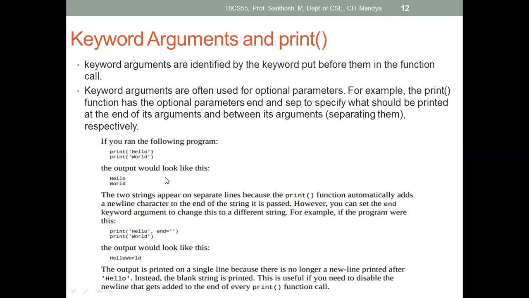This print statement in Python automatically adds the slash n. Newline means slash n, right? It jumps to a new line. A newline character is added at the end of the string that is passed. However, you can set the end keyword argument to change this to a different string. So by using the end keyword, you can avoid the automatic jump to a new line.